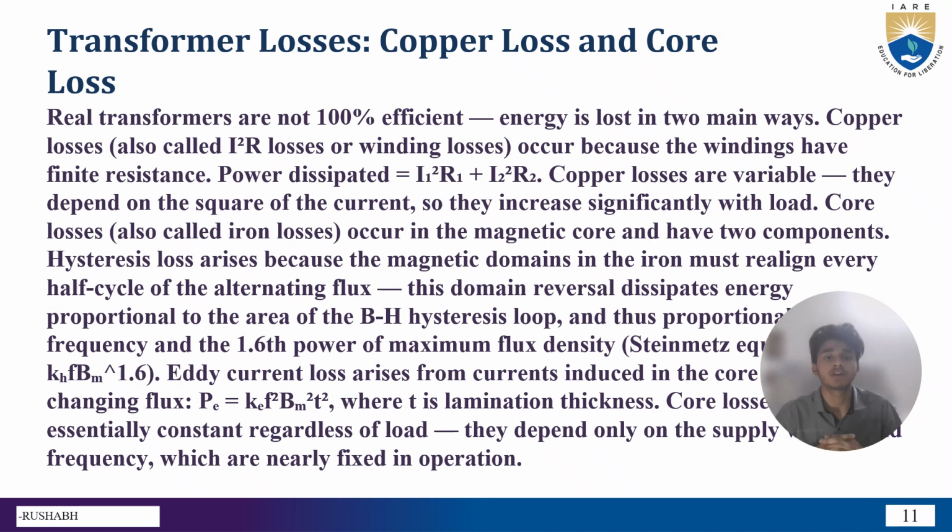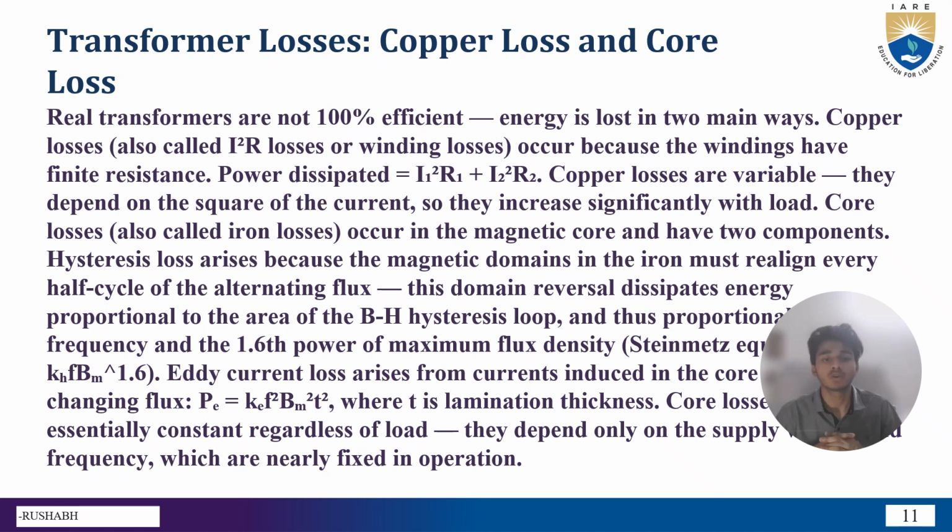In this slide, we are going to learn about the transformer losses, copper loss and core loss. Real transformers are not 100% efficient. Energy is lost in two main ways. Copper losses, also called I square R losses or winding losses, occur because the windings have finite resistance. Power dissipated is equal to I1 square R1 plus I2 square R2. Copper losses are variable. They depend on the square of the current, so they increase significantly with load.